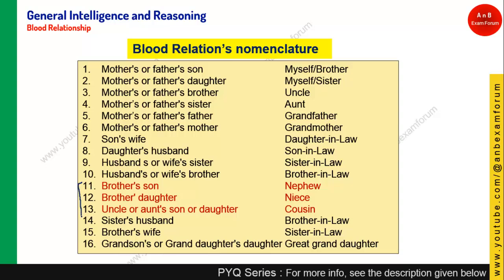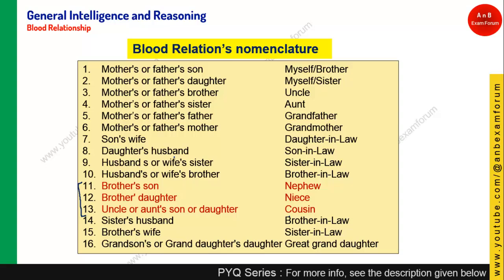Generally, students get confused in these relations. So brother's son is nephew, and brother's daughter is niece, and uncle or aunt's son or daughter are called cousin. It can be cousin brother, cousin sister. Based on this, you can have a look at those blood relations.